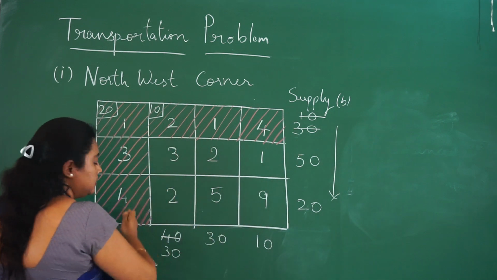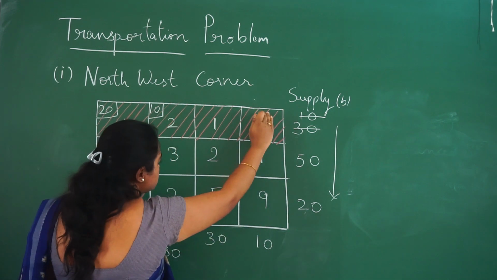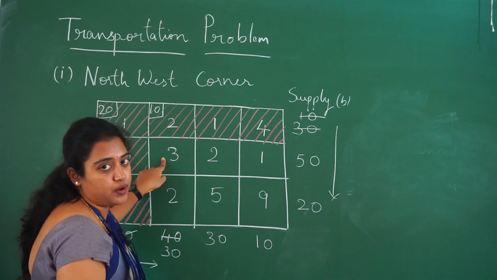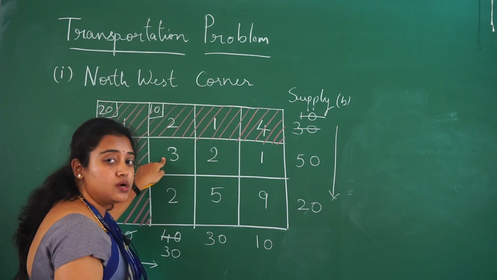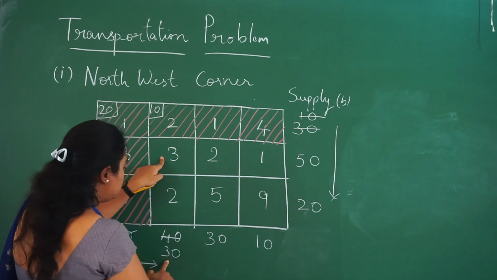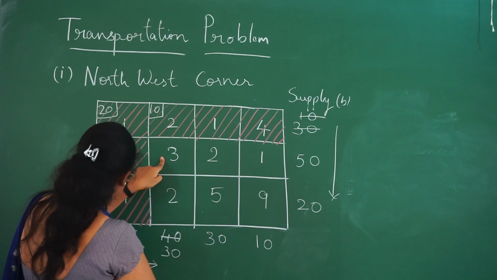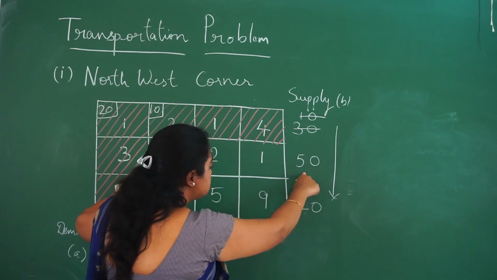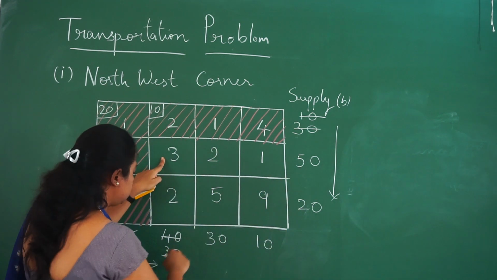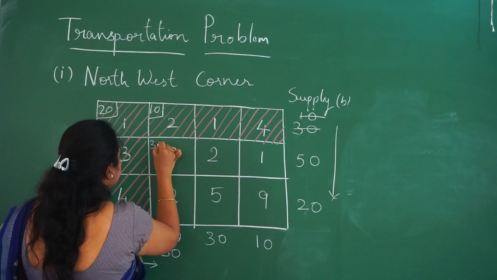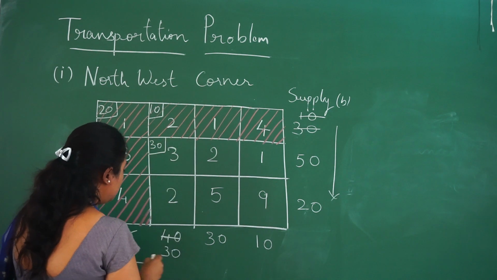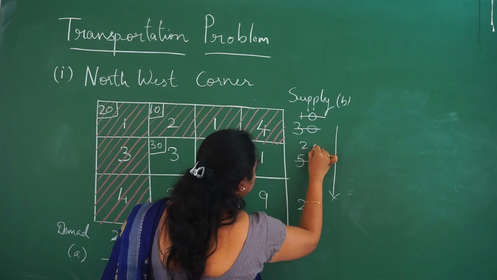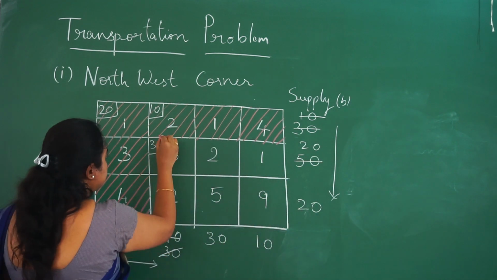Now don't see this first column and this first row, consider only this much of the cells. Now again our uppermost cell towards the left hand is 3. Here the customer is asking for 30, but the supplier has 50 products with him. So the min is 30, so I can pass 30 products here. There is no remainder here, and the remainder here is 20. So just shade this part.